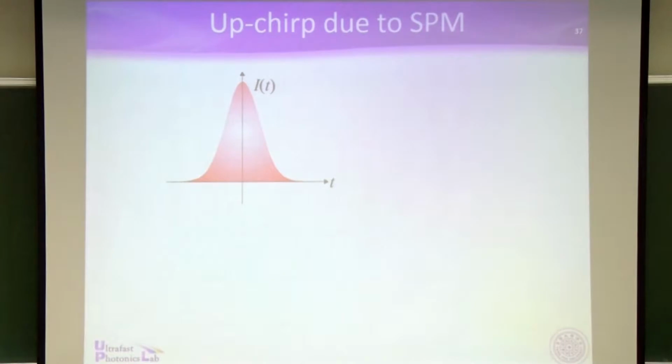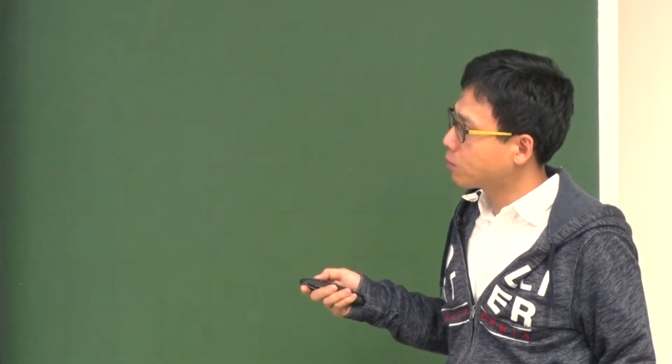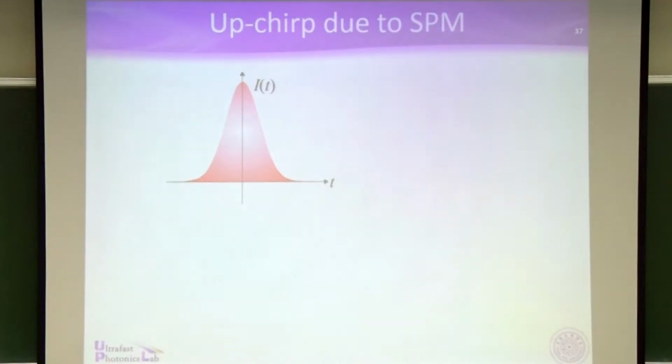Good, but there are more things we need to elucidate. Let's review the self phase modulation effect we have introduced. Imagine we have a temporal intensity profile like this. I of t is the time domain intensity. It looks like a Gaussian profile.